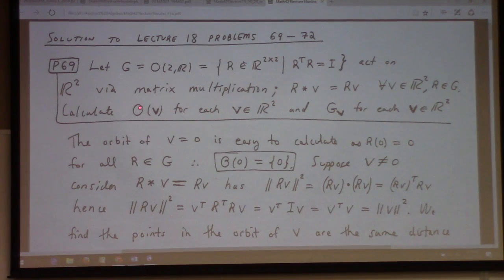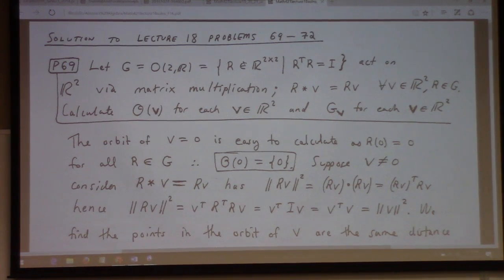Anyway, we're supposed to calculate the orbit and the stabilizer for each point in the plane. The orbit of the origin is easy, because r times 0, any matrix times 0, is just 0 again, right? So orthogonal transformations don't move 0. They just keep 0 at 0. Not surprising, they're linear transformations. So of course they don't move 0.